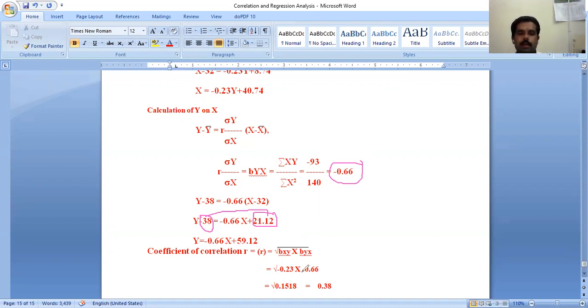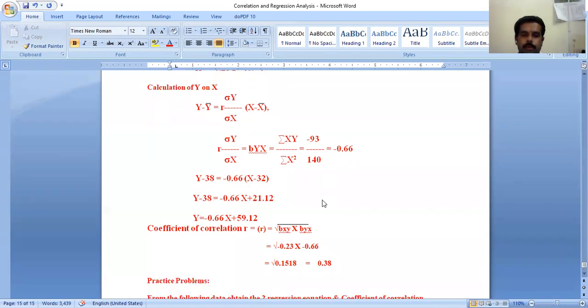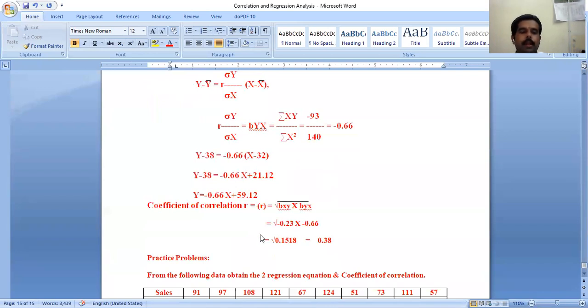X on y is here minus 0.23 and y on x is minus 0.66. So you observe carefully here. Then finally, coefficient of correlation R is equal to under root bxy into byx. Then R is equal to 0.38. This is the procedure to find out the R value.